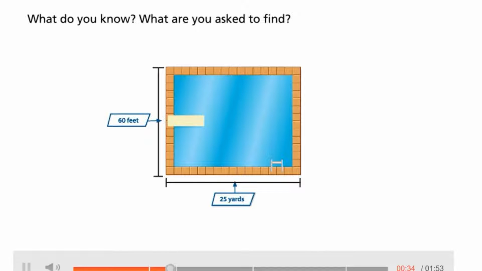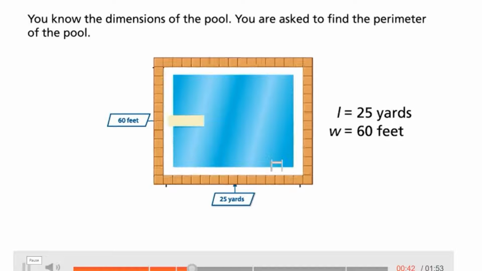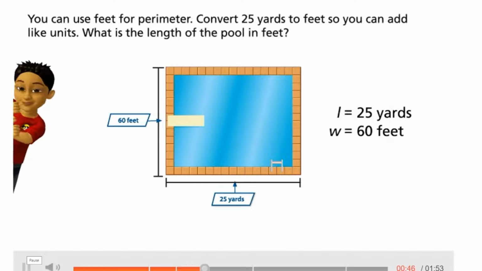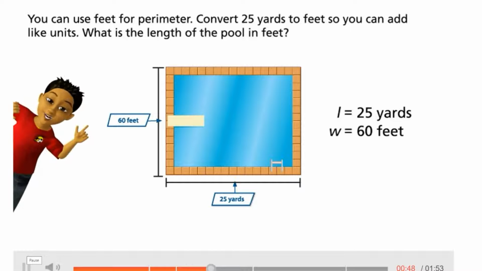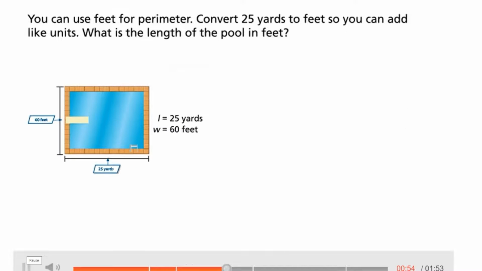What do you know? What are you asked to find? You know the dimensions of the pool. You are asked to find the perimeter of the pool. You can convert one of the measures so that you are adding like units. You can use feet for perimeter. Convert 25 yards to feet so you can add like units.